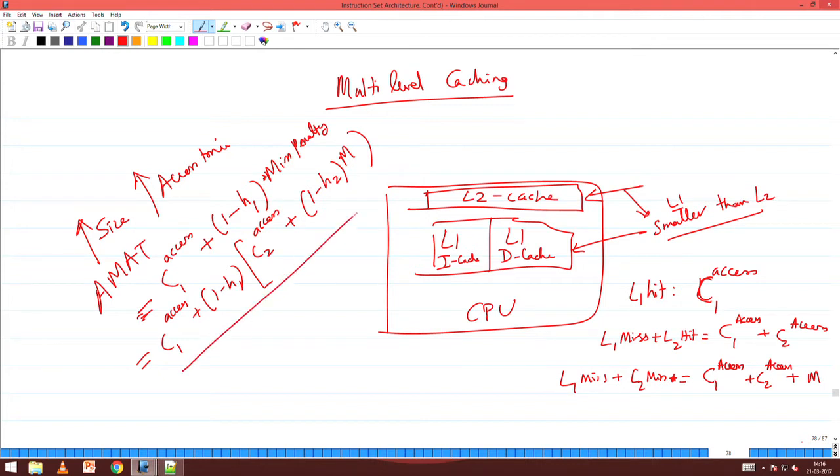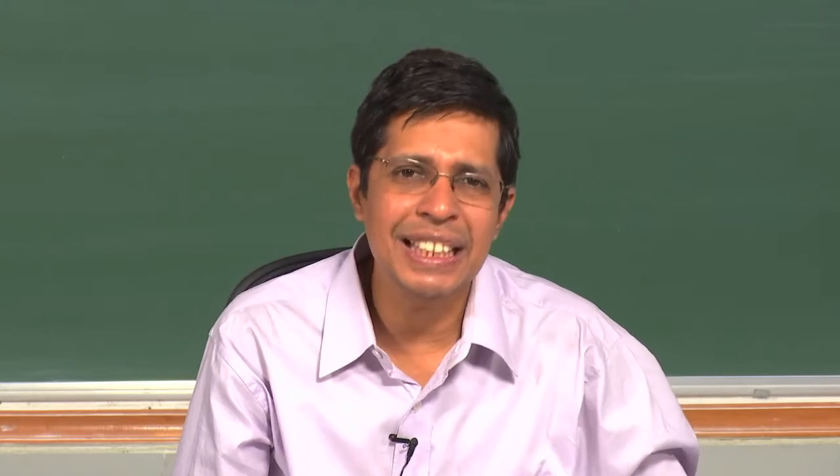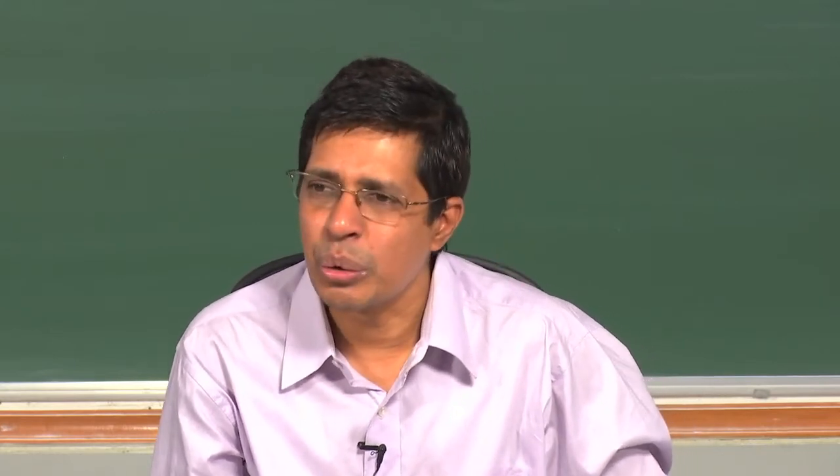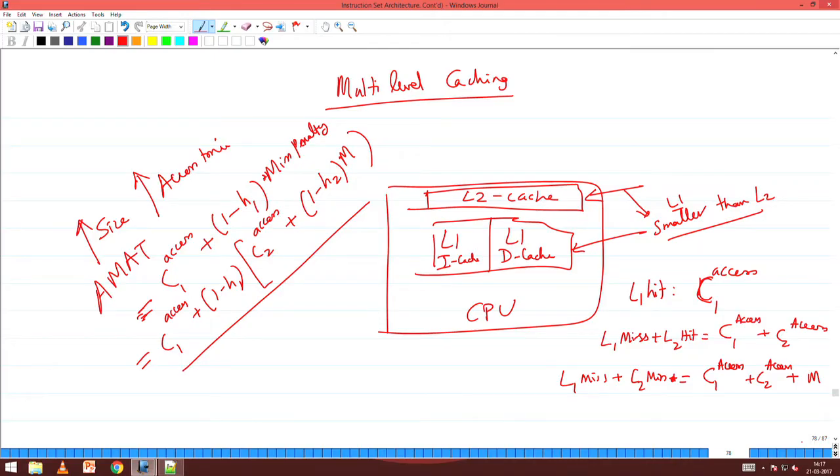Are you able to follow this? Average memory access time is C1 access plus 1 minus H1 times the miss penalty, that we have seen earlier. What is the miss penalty? That is the time required to access the L2 cache, and that will be again the same thing we can derive: C2 access plus 1 minus H2, where H2 is the hit ratio for the L2 cache, into the miss penalty. What is that miss penalty? This is the memory access time, what you see here.